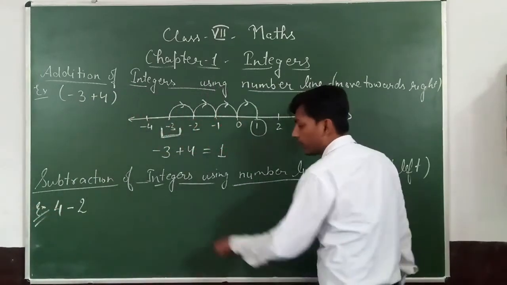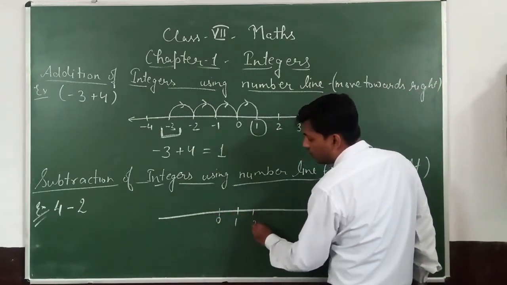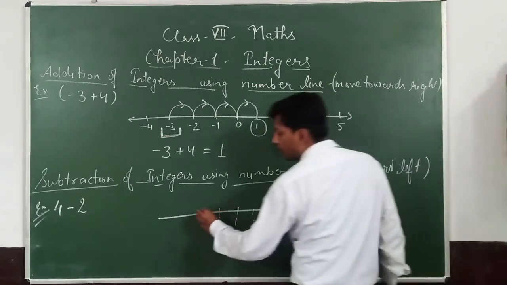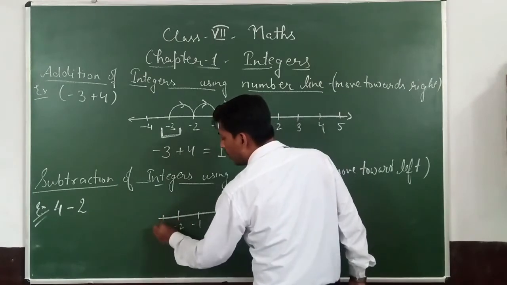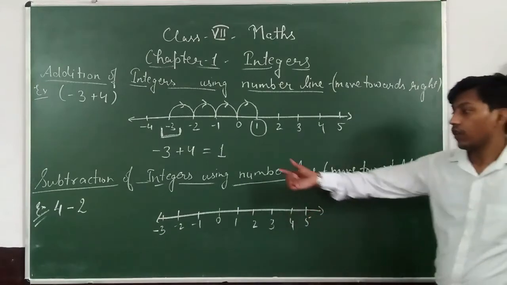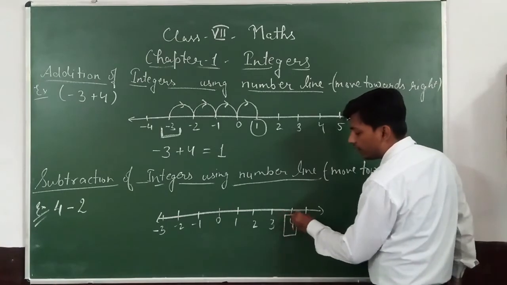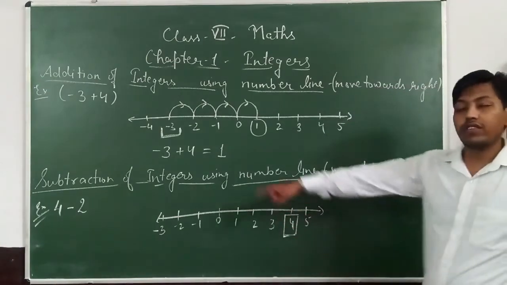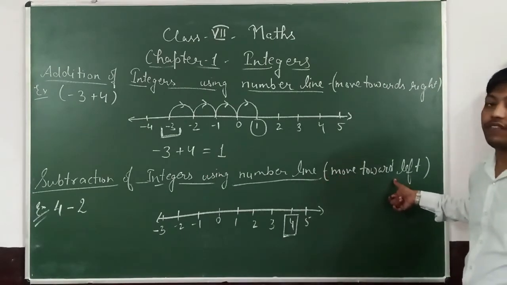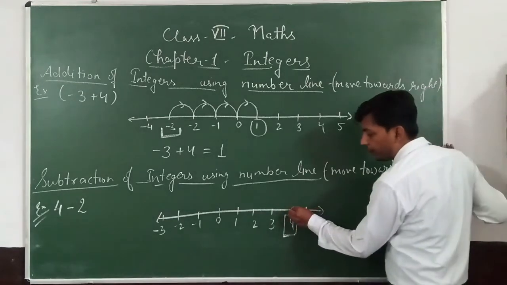4 minus 2. So first draw a number line: 0, 1, 2, 3, 4, 5 and so on. Minus 1, minus 2, minus 3 and so on. Now the first number is 4, so find 4. 4 is situated here. We have to subtract 2. To subtract, we will move towards left. So starting from 4, move towards its left direction.